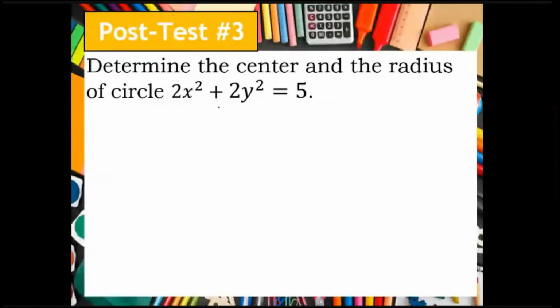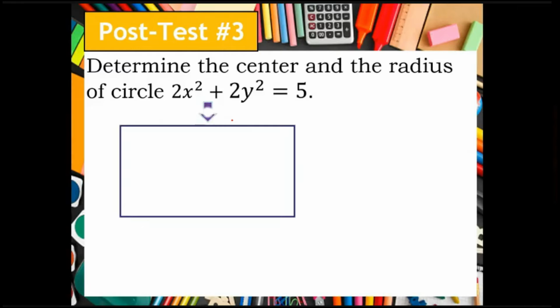The next item is taken from post-test number 3. We are to determine the center and the radius of circle 2x squared plus 2y squared equals 5. If you can see the given, it is very familiar with example 1a. It's just that the left-hand side of our equation has a numerical coefficient of 2. But we can manipulate it so that we can get the same given as example 1a.